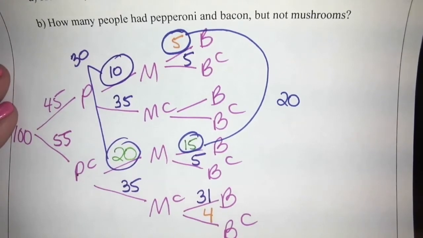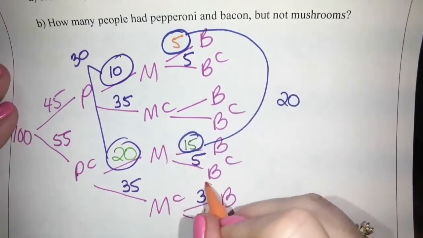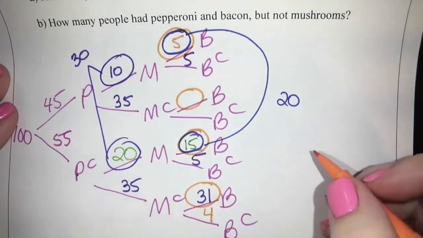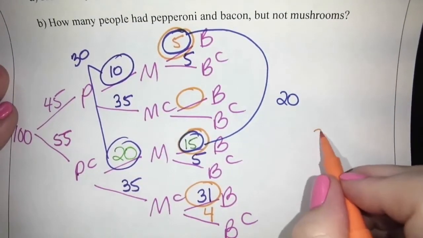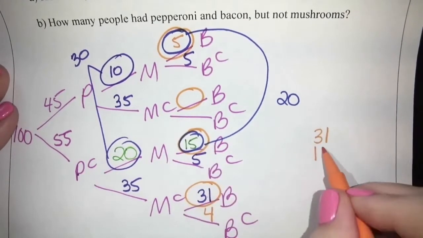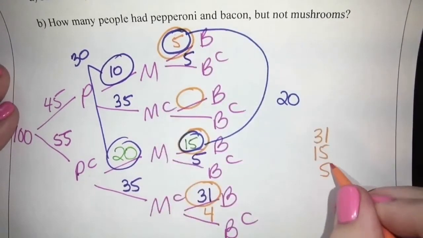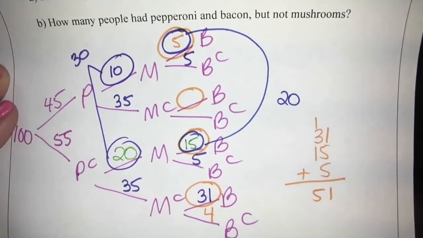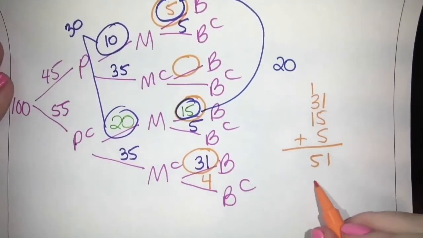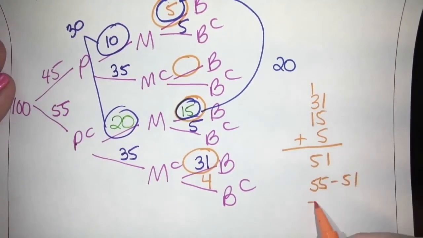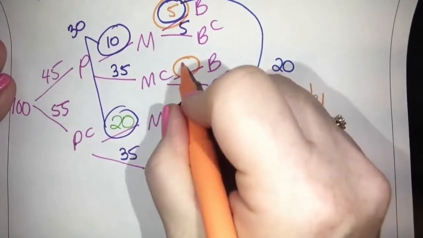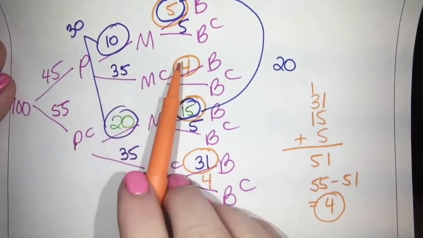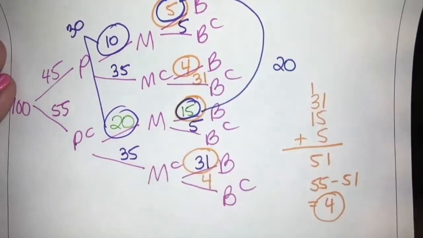So now we can say, okay, our total for all of the bacon, there are four of them, and one is unknown. The total is 31 here, plus 15 here, plus 5. So that's 51. And it says we have 55 with bacon. So 55 minus 51 leaves 4 missing right there. And then our last number to fill in is 35 is 4 plus 31.